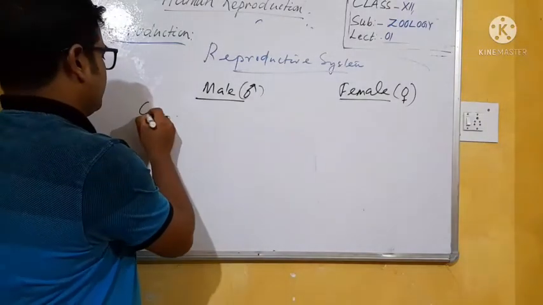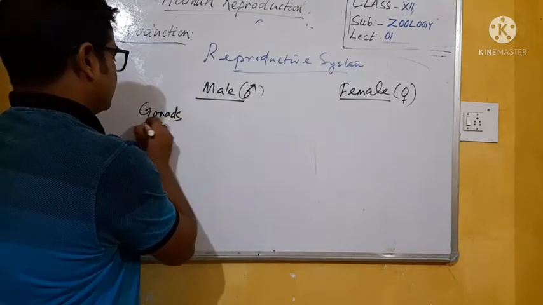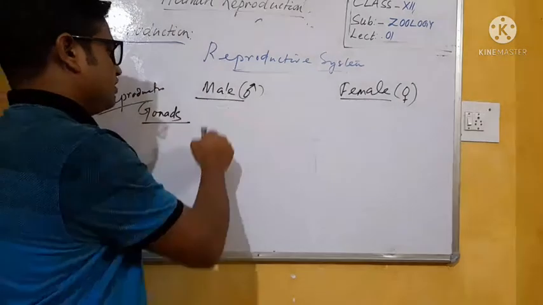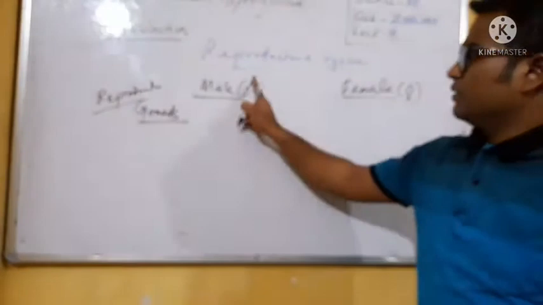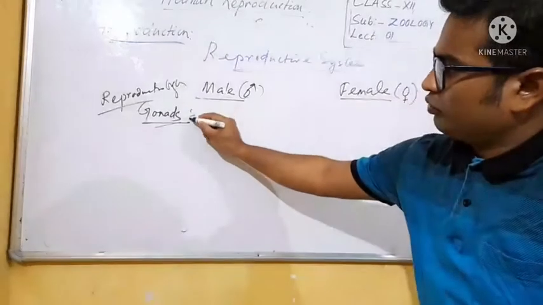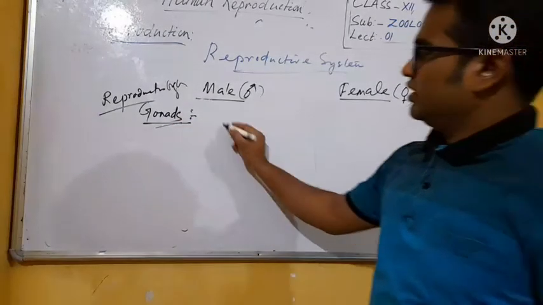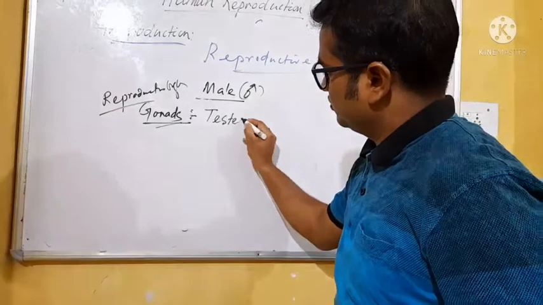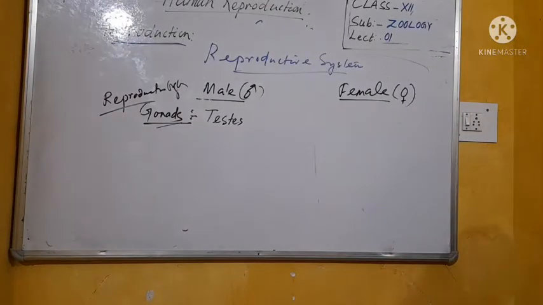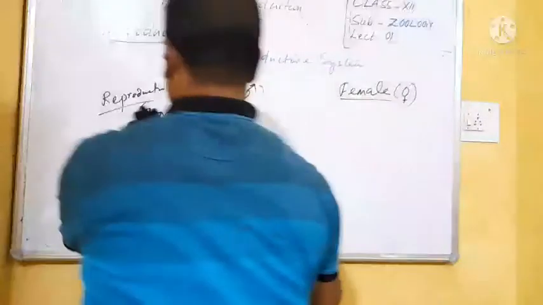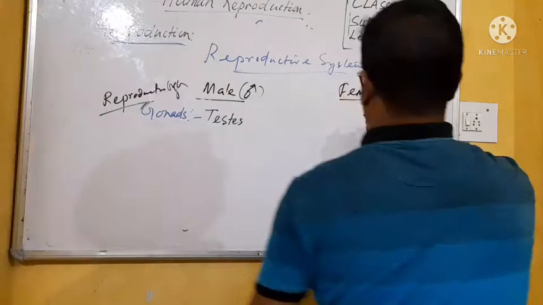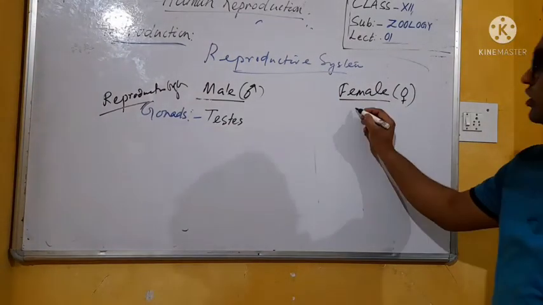At first, we have to know about the gonads or reproductive organs. What are the reproductive organs of male? Students, the reproductive organ or gonad of male is the testes. In case of female, the gonad of female is the ovary.